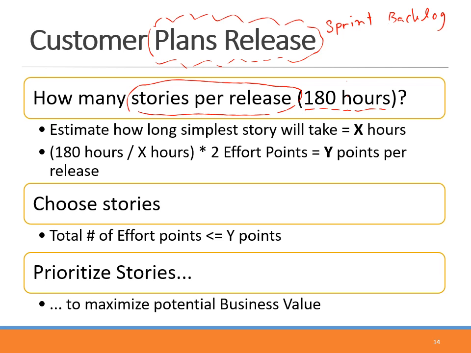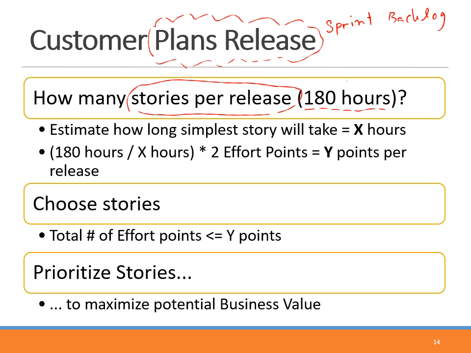So let's say, suppose for the whole sprint of your team capacity, you have 180 hours for the sprint. Then you know how many stories you should implement for the whole team. And then you take those many stories to be included within your sprint backlog.